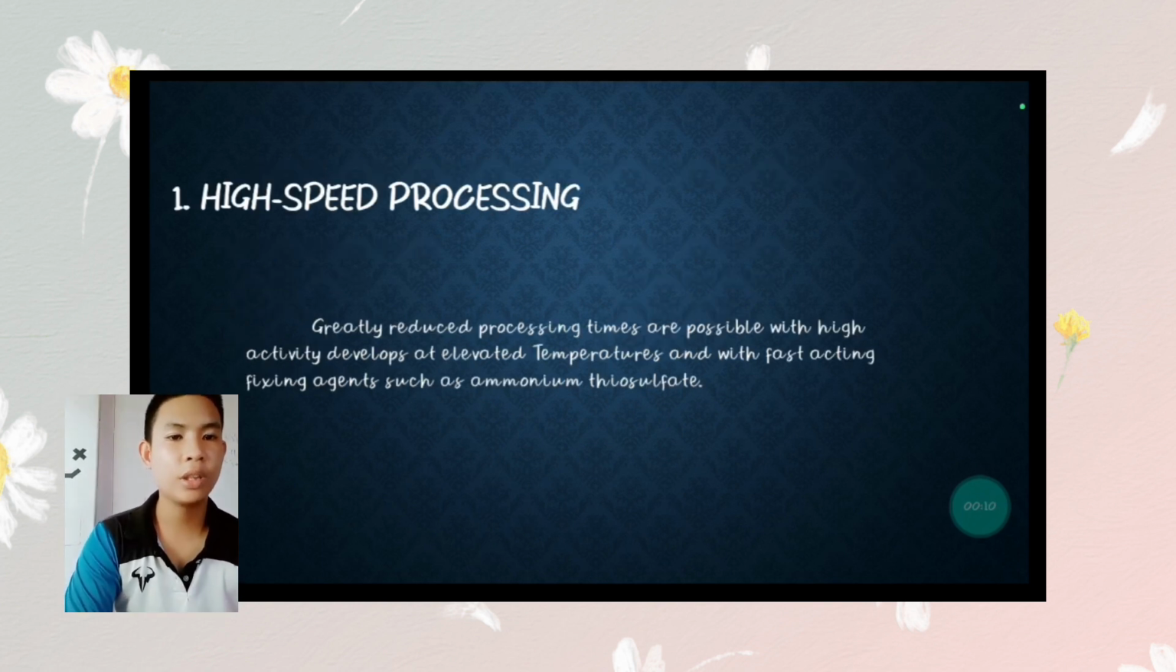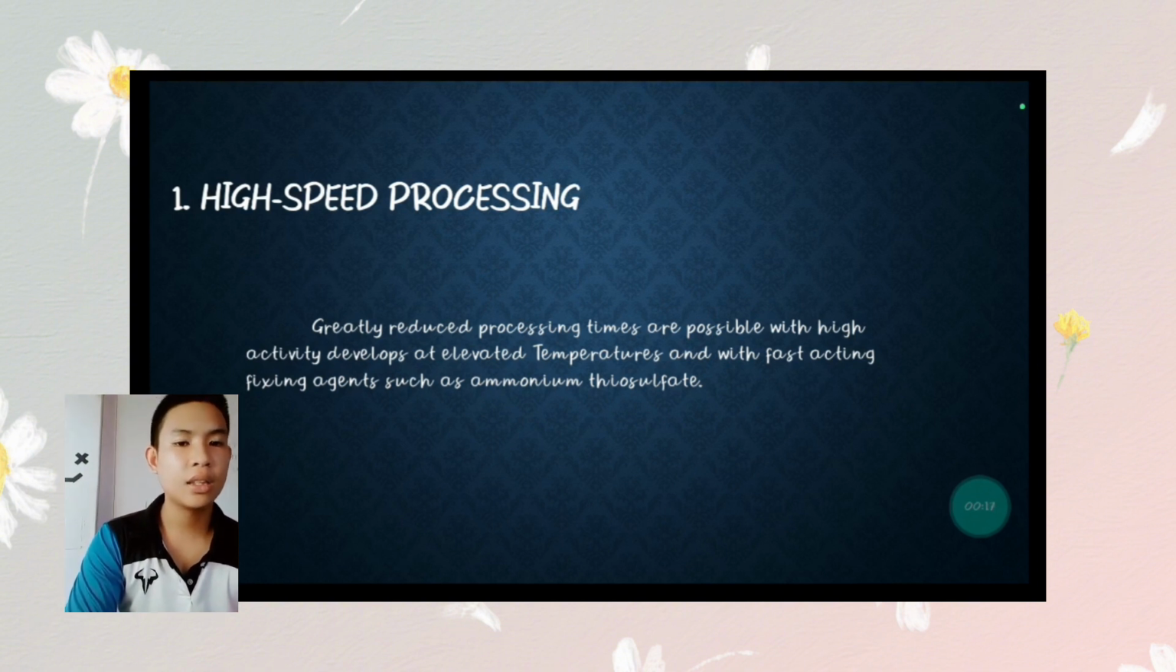High-speed processing. Greatly reduced processing times are possible with high activity developers at elevated temperatures and with fast-acting fixing agents such as ammonium thiosulfate.